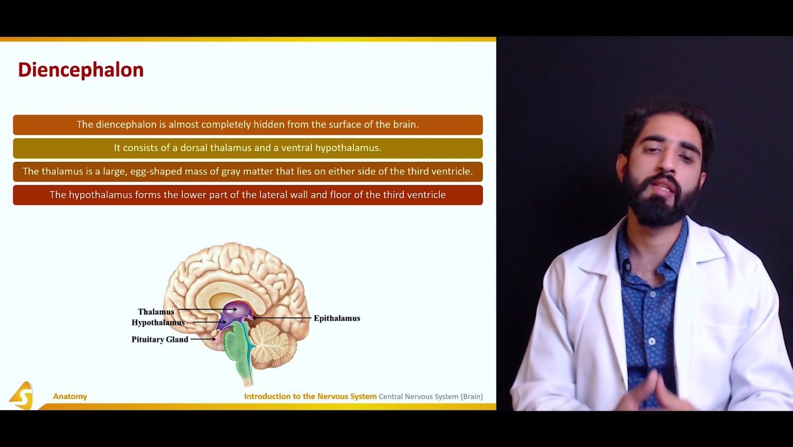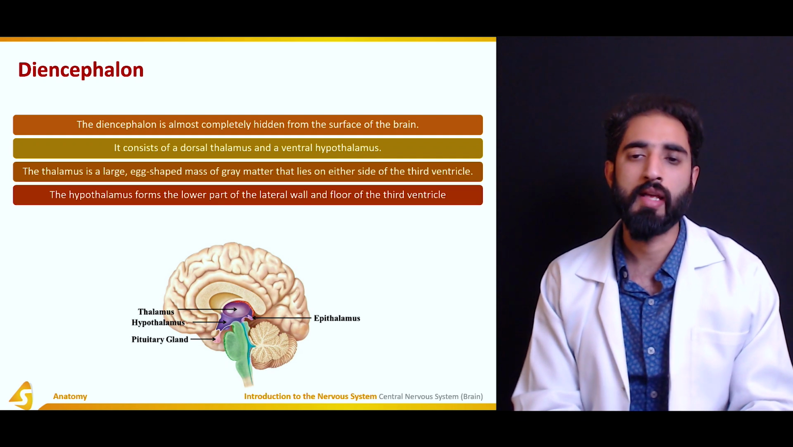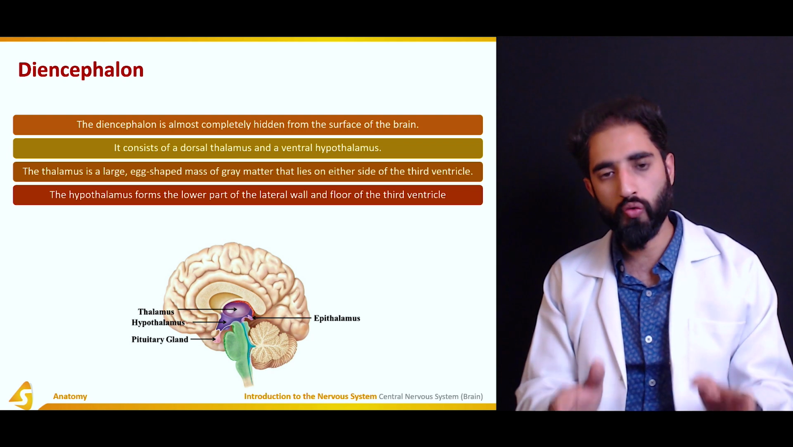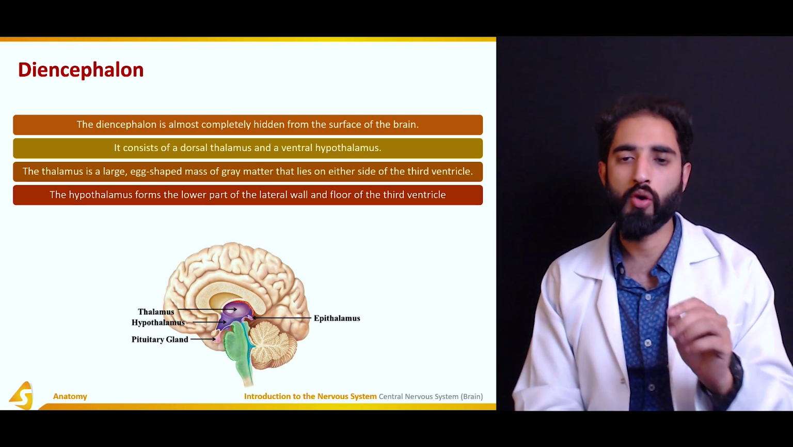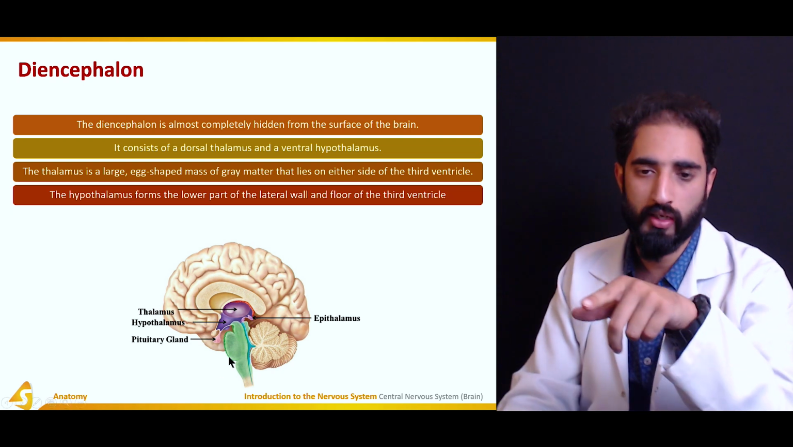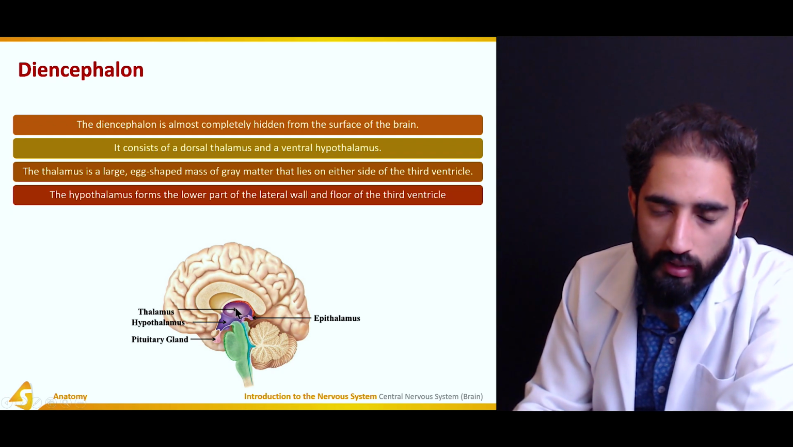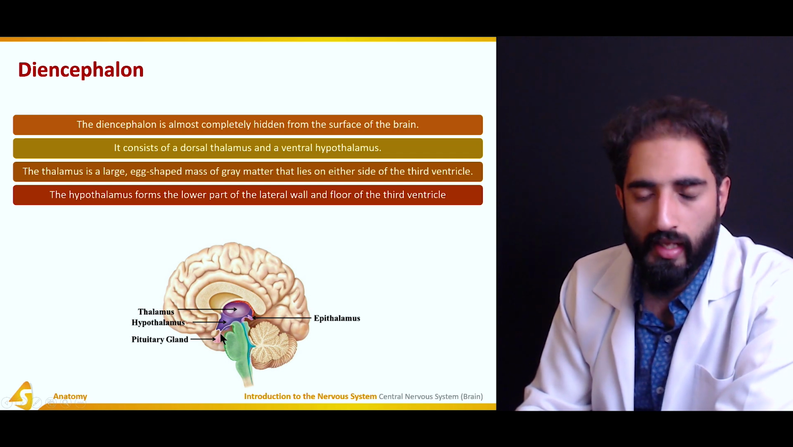The thalamus is a large egg-shaped mass of gray matter that lies on either side of the third ventricle. So there are two thalami in the brain, and the hypothalamus forms the lower part of the lateral wall and floor of the third ventricle. If we take a look at this picture, this is the thalamus, here we have the hypothalamus, this is the pituitary gland, and this is the epithalamus.